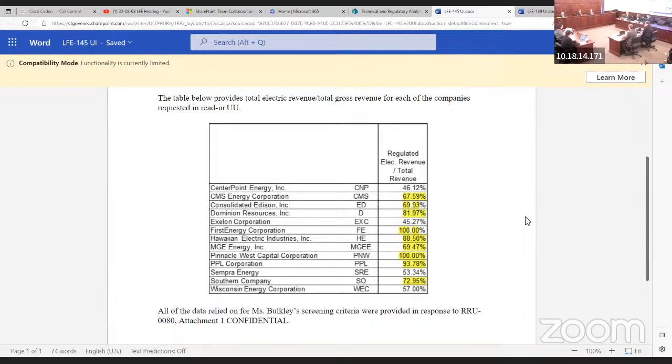Okay, but that is your approach, correct? We also have an alternative approach based upon the OCC's methodology.